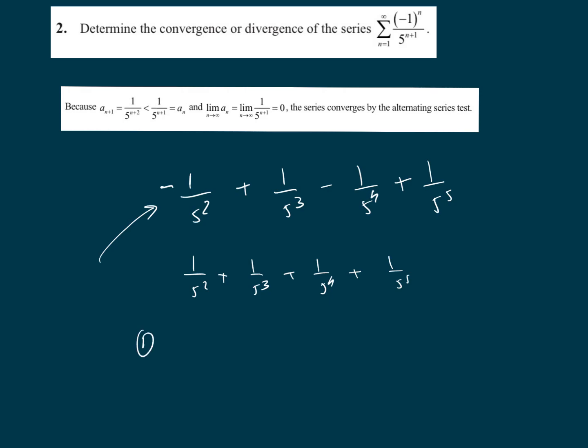The first condition is that the limit when n goes to infinity of a sub n will go to 0. This is 1 divided by 5 to the n, so it's the limit when n goes to infinity of 1 divided by 5 to the n. When n goes to infinity, 5 to the n goes to infinity, and 1 divided by infinity goes to 0. So the first condition is met.